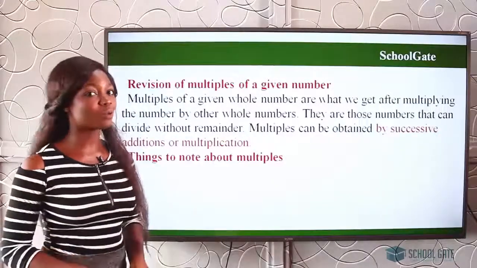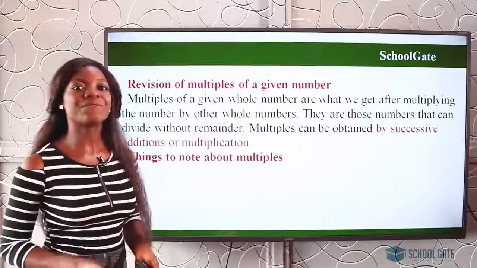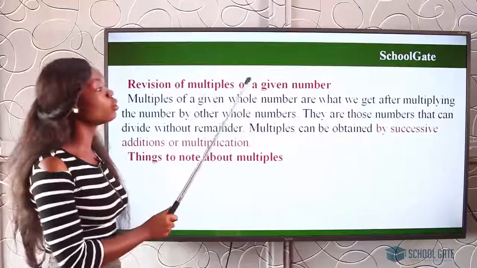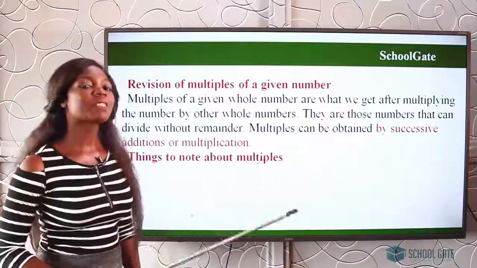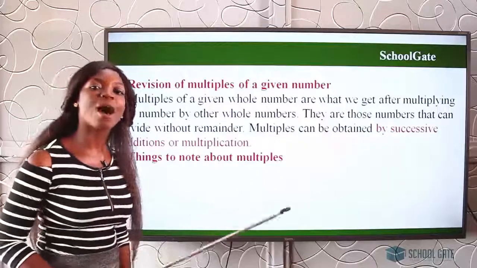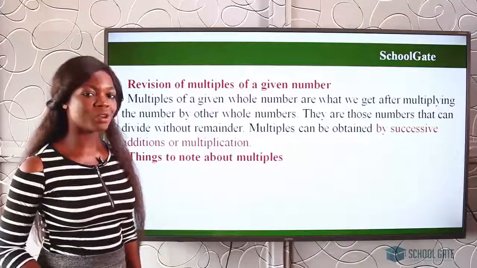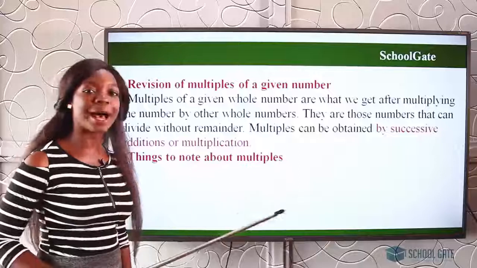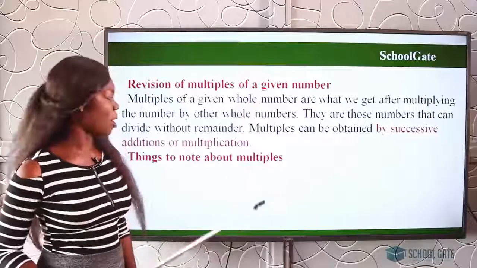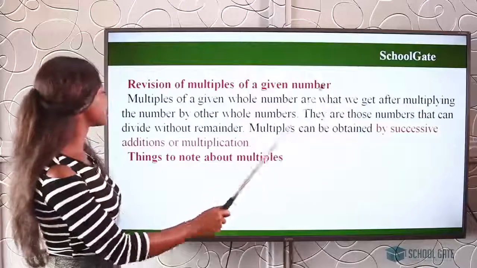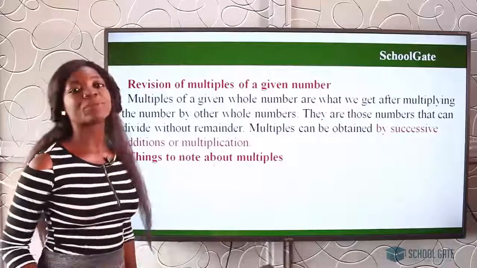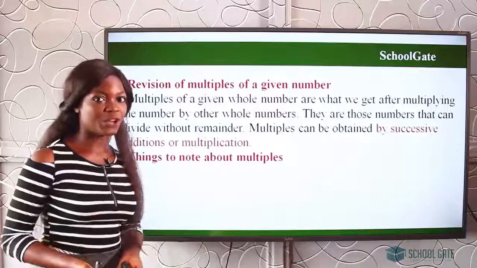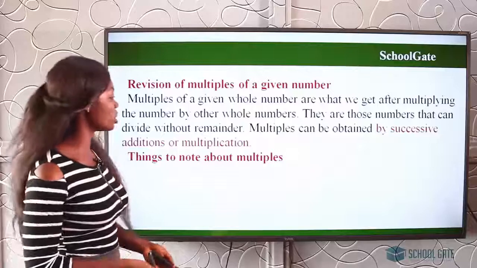We talked about multiples of numbers in Basic 3, and then I defined what multiples are. Multiples are what we get after multiplying the number by another whole number. Those are numbers that can divide without remainder. That means when you divide a multiple, you will not have a remainder. Are we following, kids?